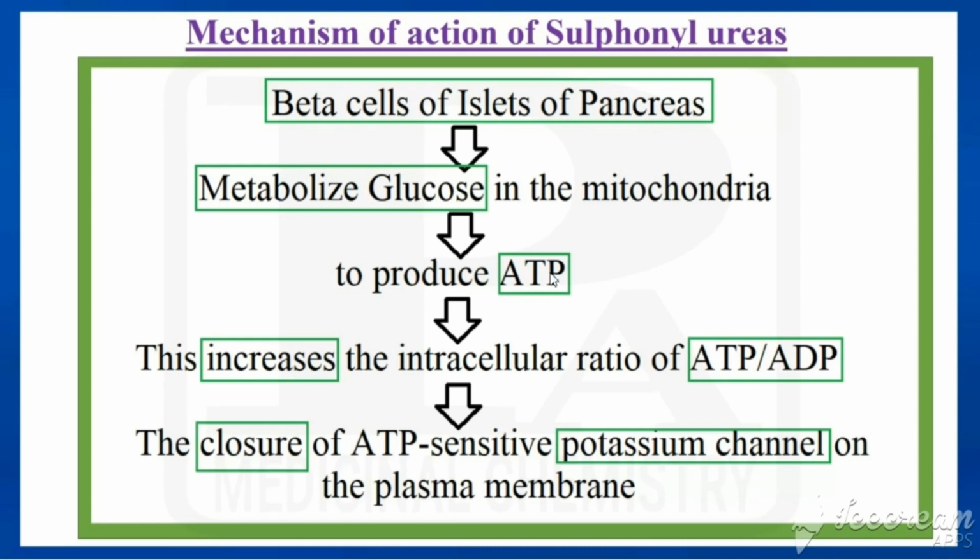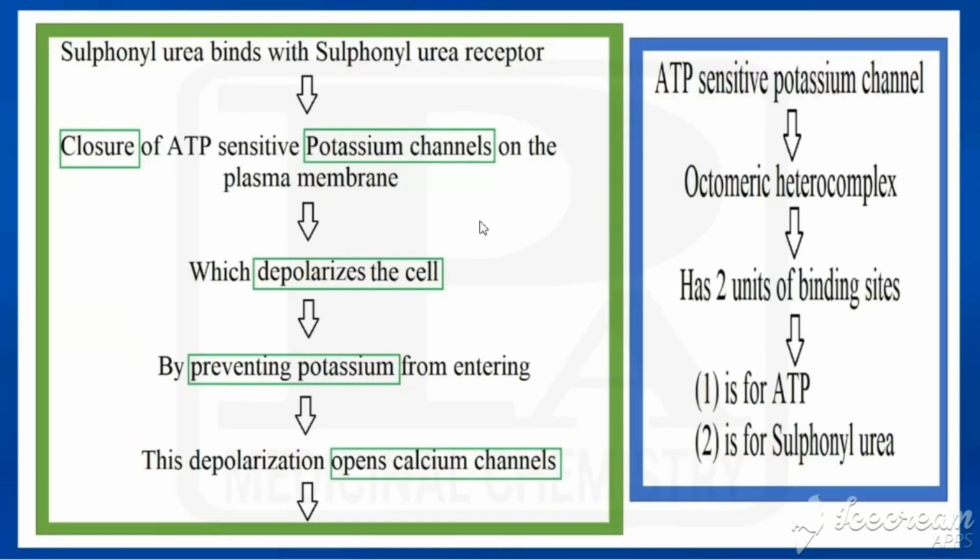Same as in the beta cells of islets of Langerhans, the ATP production would be increased and the intracellular ratio would be increased. So that causes the closure of the potassium channel. The ATP sensitive potassium channels present on the plasma membrane would be closed, which depolarizes the cell by preventing potassium from entering.